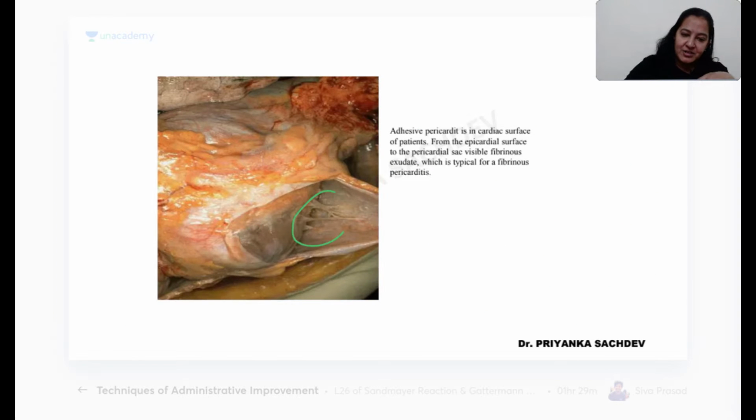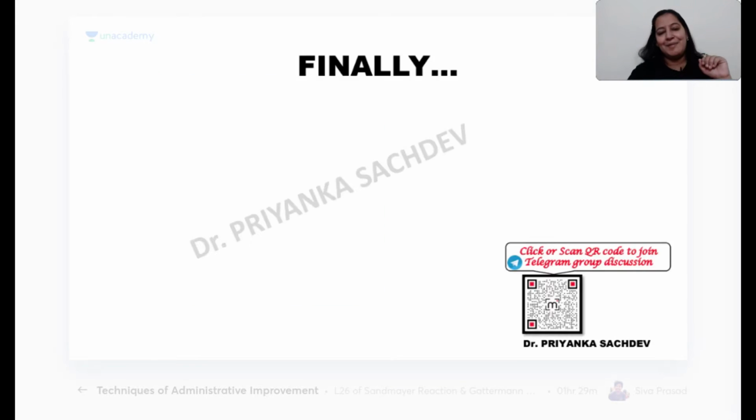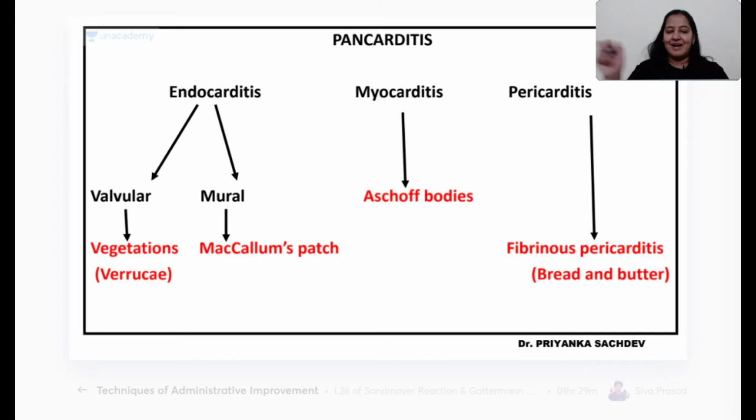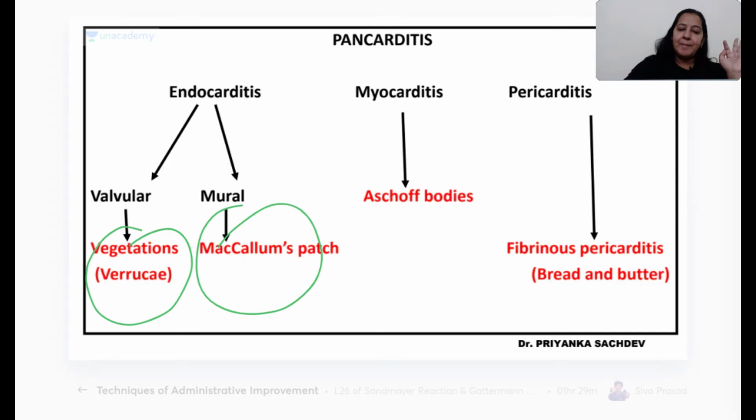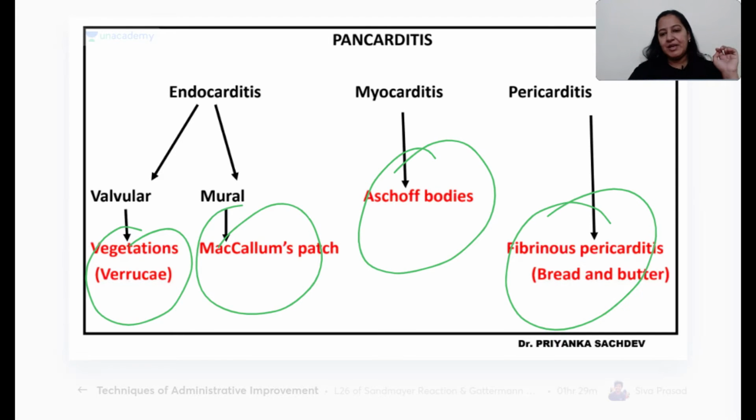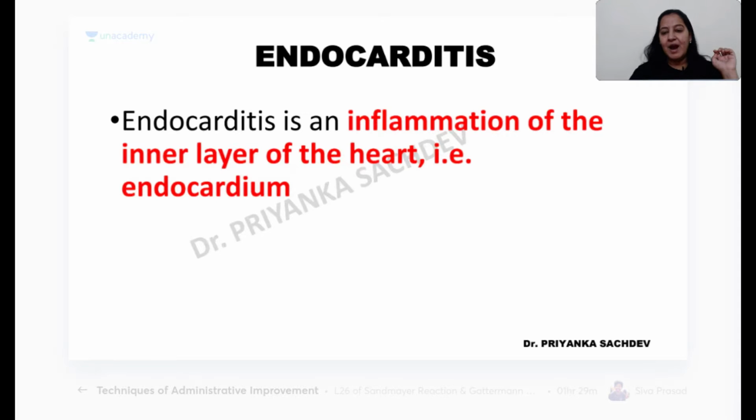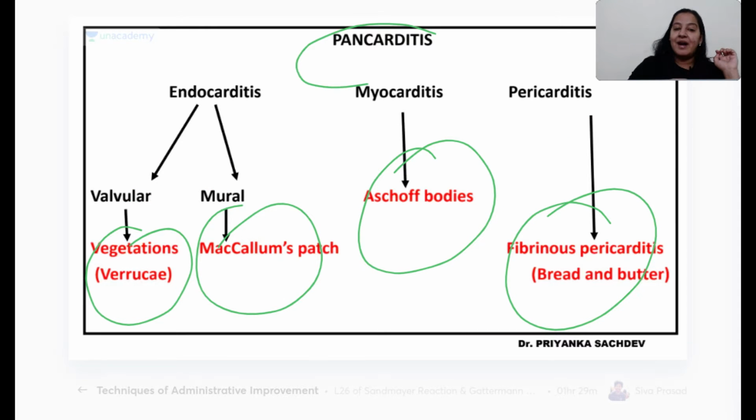So this is the bread and butter. Appreciate the threads here. So between the pericardium and myocardium there are threads. So that is the bread and butter appearance. So finally we are done. So vegetations, McCallum patch, Aschoff nodules, and fibrinous pericarditis, bread and butter appearance. We are done with pancarditis.